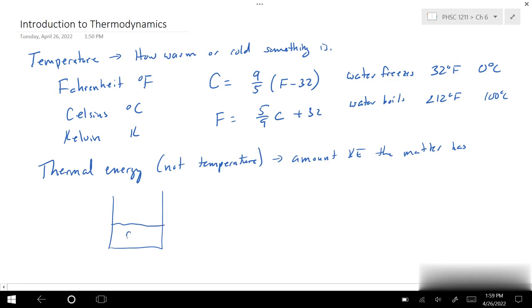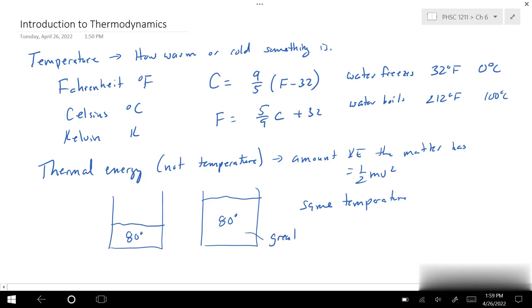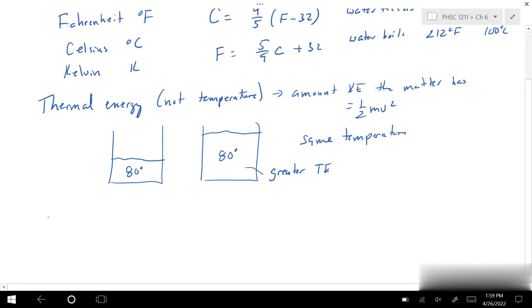So let's look at this. If I have some water here at 80 degrees Celsius and I have twice as much water at 80 degrees Celsius, they have the same temperature. But remember, kinetic energy is 1/2 mv squared. So the more mass I have, the more kinetic energy I have. So this has a greater thermal energy. It has more heat, so to speak, to be able to transfer. So I just want to clarify that.